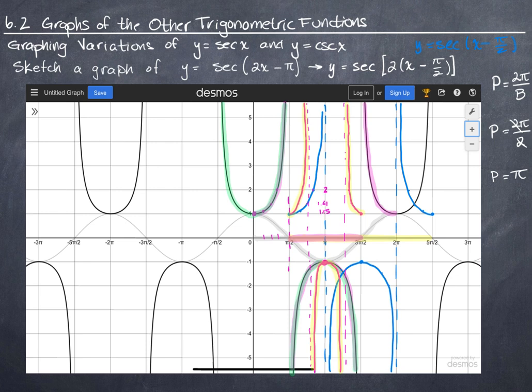So that's it for graphing variations of secant and cosecant. We have one more type of graph to look at, and that is cotangent. So we'll talk about that next.